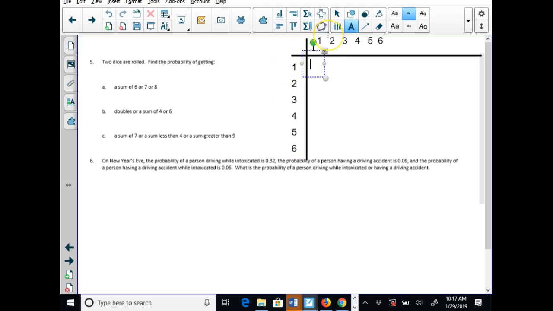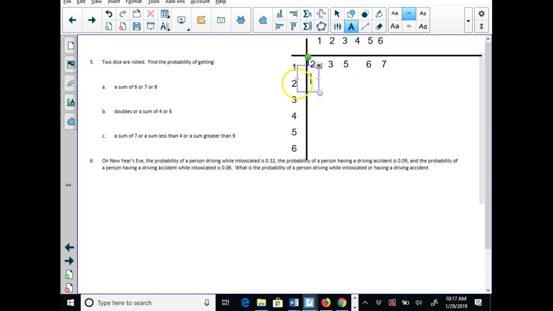So a 1 and a 1 together is 2. A 1 and a 2 together is 3. A 1 and a 4 together is 5. A 1 and a 5 together is 6. And a 1 and a 6 together is 7. And we keep going, right?